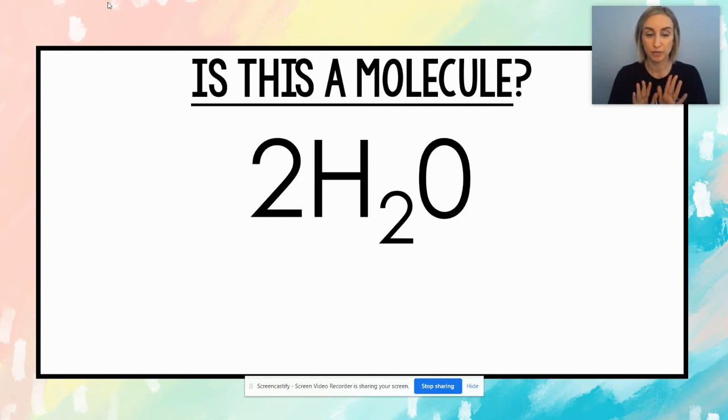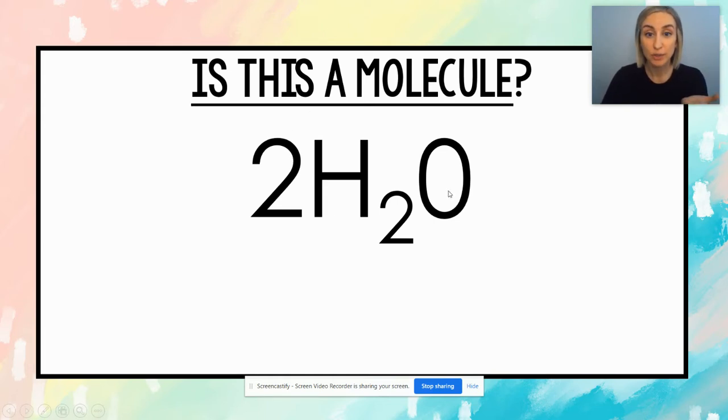So quick review. Last week you guys watched the video lesson about what a molecule is and how to read chemical formulas. So remember that a molecule is two or more atoms that are chemically bonded together. That's what a molecule is. So, question for you. Take a look at this. Is this a molecule? It says 2H2O. Yes, no, what do you guys think? The correct answer for this would be yes, this is a molecule.